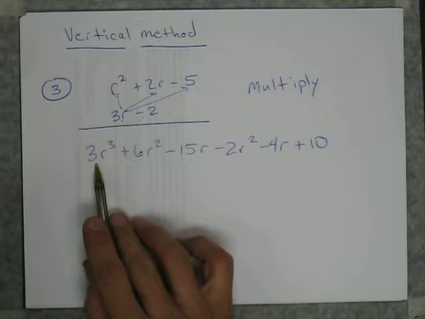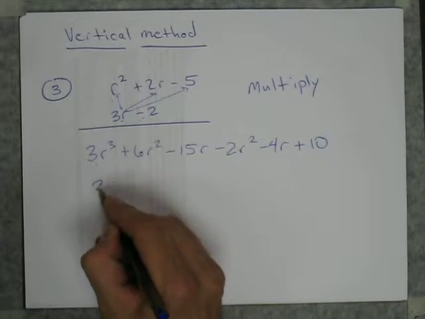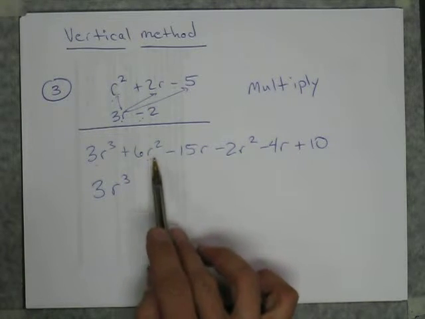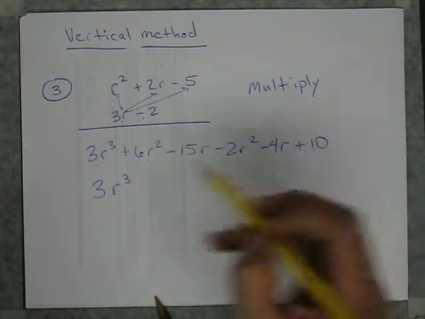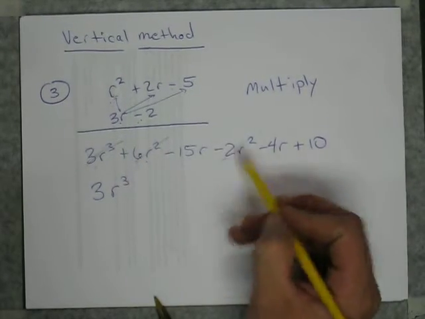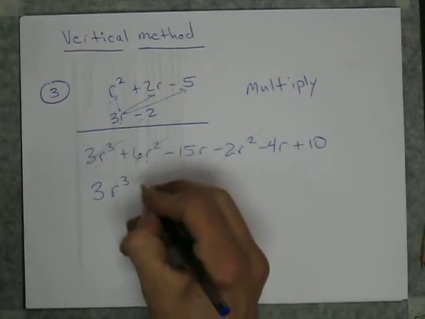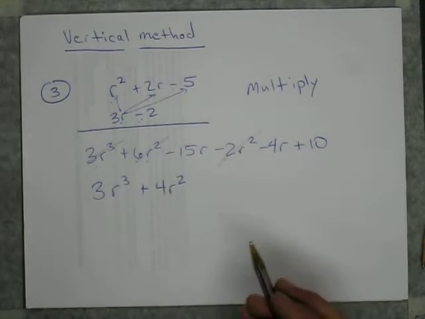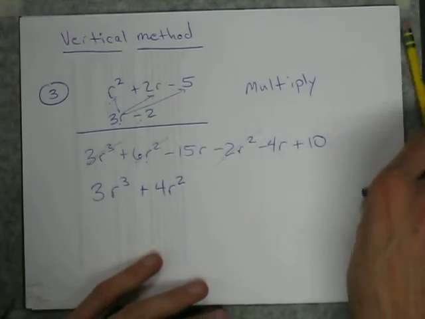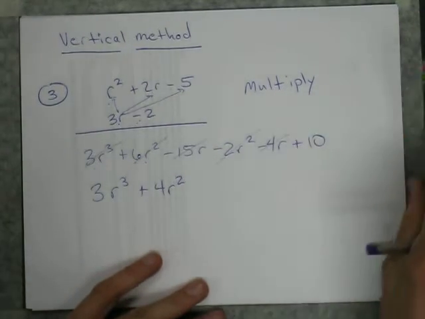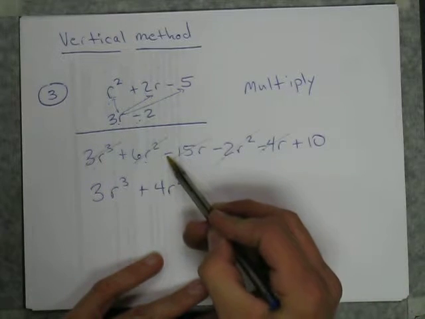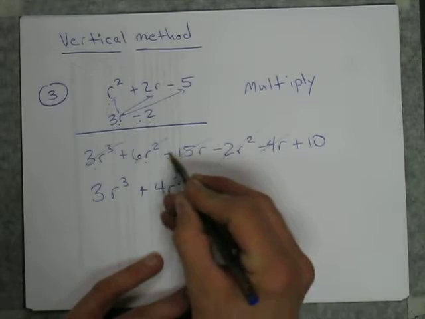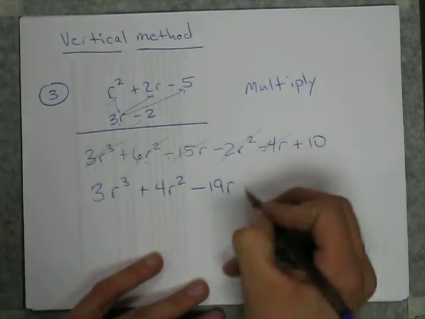Are there any other r cubes? Remember, we want r cubed first. So 3r cubed. We have 6r squared minus 2r squared gives us a positive 4r squared. Remember, we don't mess with the exponent or the base when you're adding and subtracting. And then we have negative 15r minus 4r. Signs are the same, the negative and the negative, so you add 15 and 4 is 19r. Keep the sign, so negative, and then plus 10.